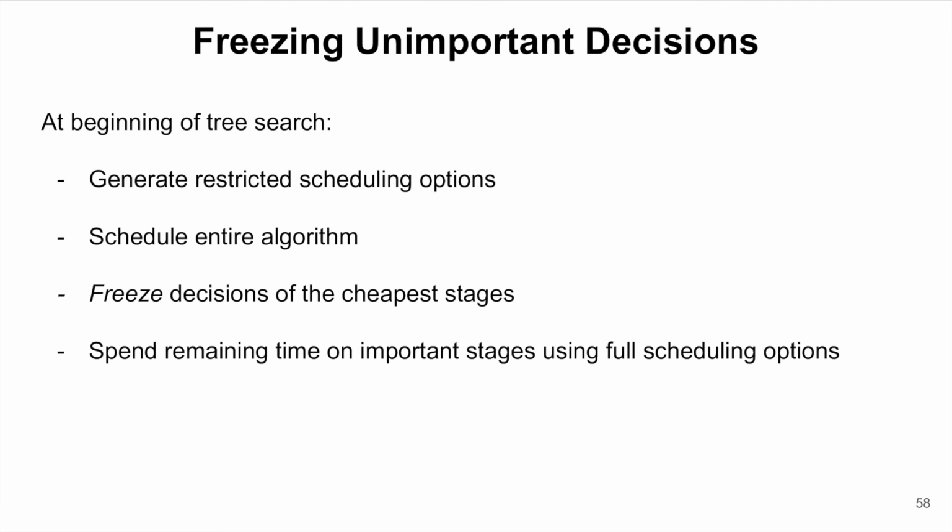The lowest cost parts, as identified by the cost model, have their decisions frozen. We then run the tree search on the important parts of the program using the full scheduling options, effectively focusing our time on scheduling the important parts of the algorithm. This mimics how a human expert would make quick decisions for the less important parts of the algorithm so they can spend more time on the important parts.